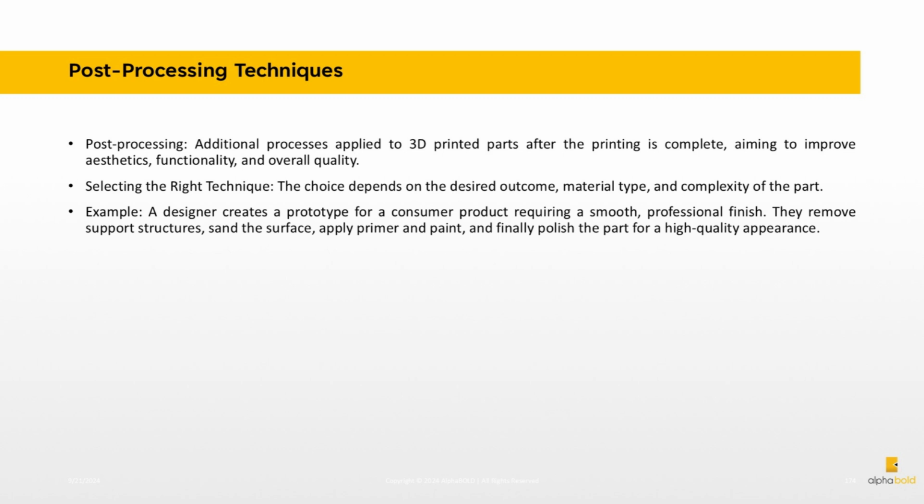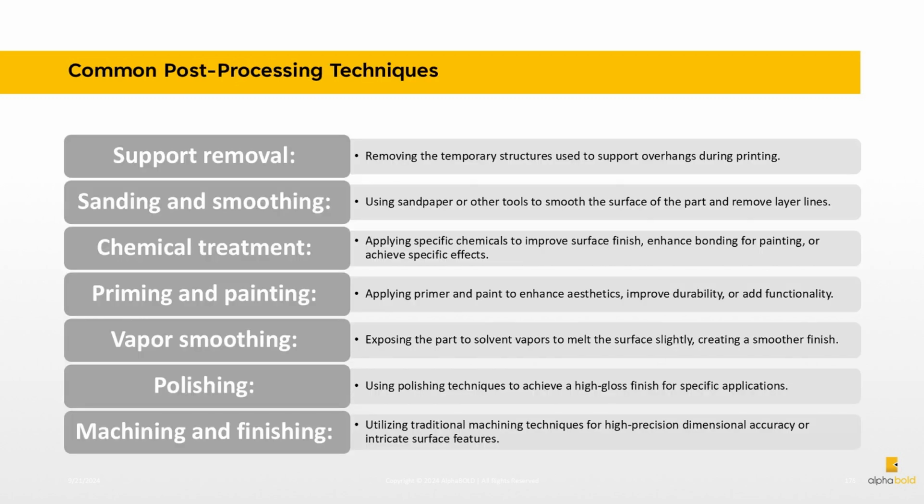Example. A designer creates a prototype for a consumer product requiring a smooth, professional finish. They remove support structures, sand the surface, apply primer and paint, and finally polish the part for a high-quality appearance. Common post-processing techniques. Support removal. Removing the temporary structures used to support overhangs during printing.